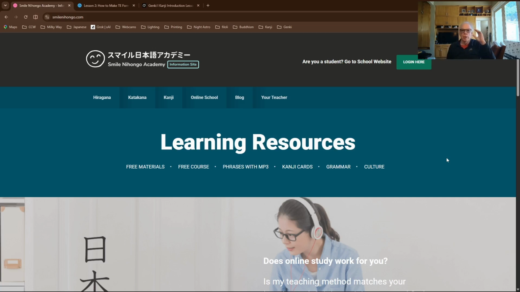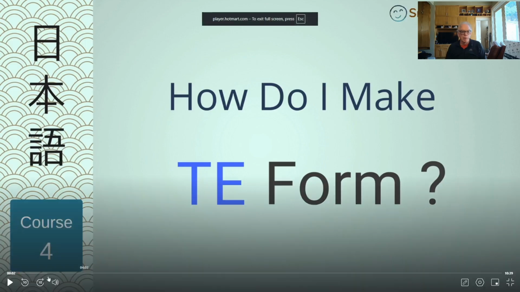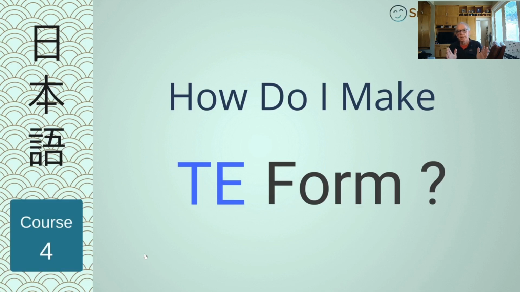I strongly recommend Yuko Sensei. She has a lot of free videos out on the web, so you can get a feel for her instruction style. The way she uses graphics works well for me in my learning style. But anyway, I was going to work on this lesson today. How do I make te form? And te form is a form of verb conjugation.